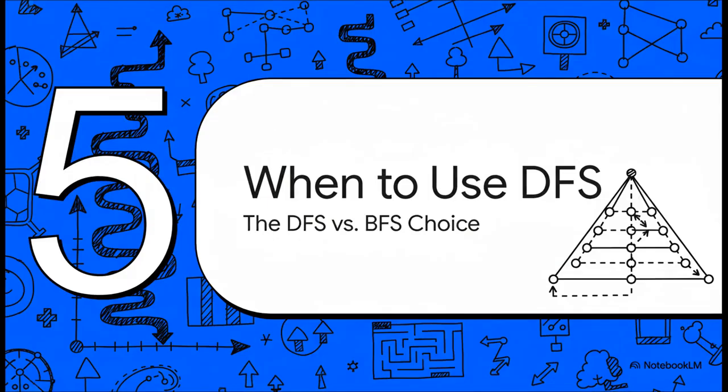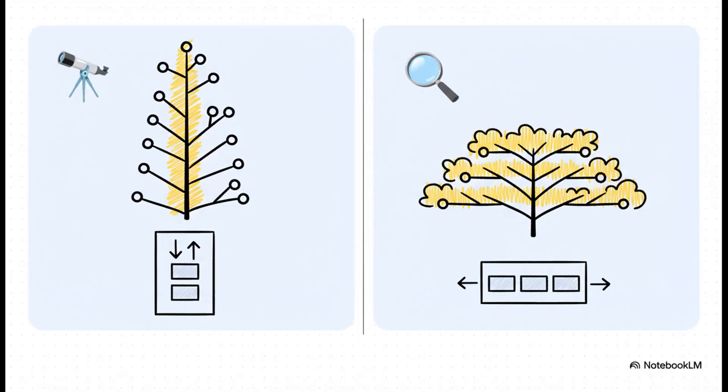This leads us to the final and maybe most important question you'll face as a programmer. When do I pick DFS, and when do I use its equally famous cousin, breadth-first search? Let's just boil it down. DFS goes deep. BFS goes wide, exploring level by level. DFS uses a stack, BFS uses a queue.